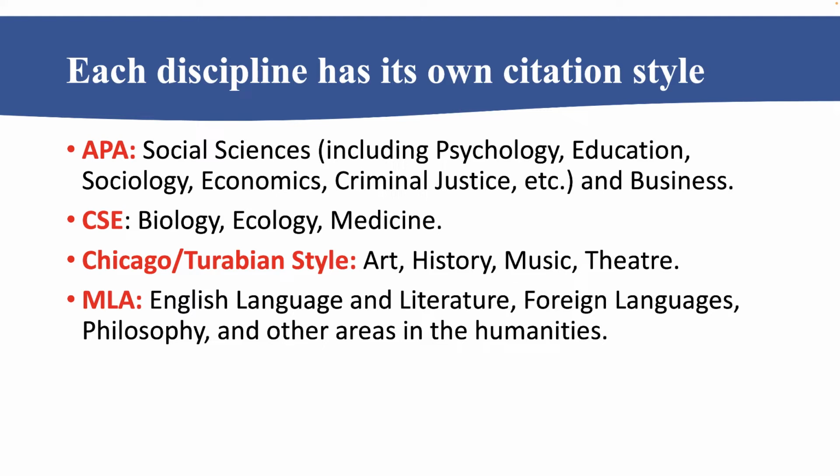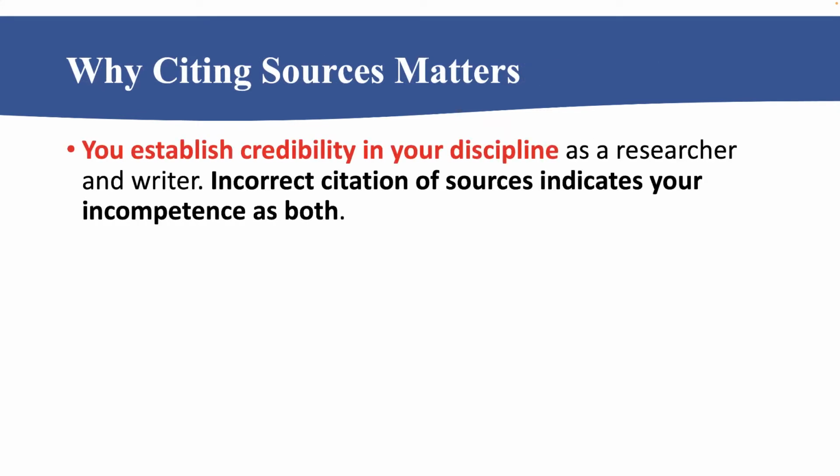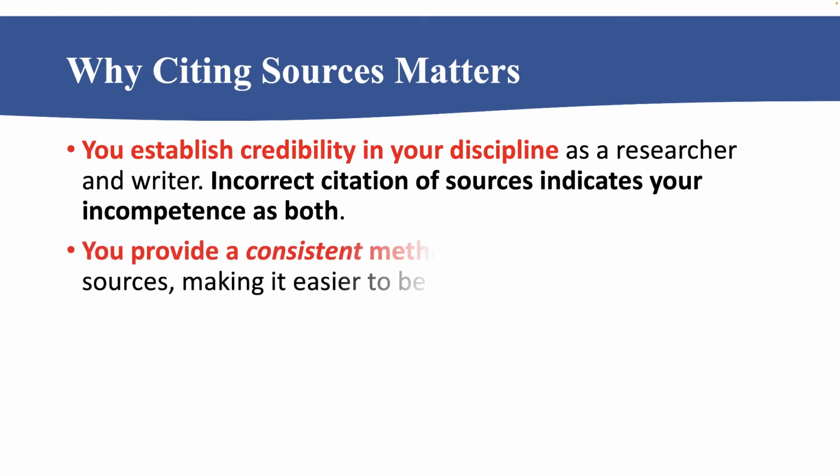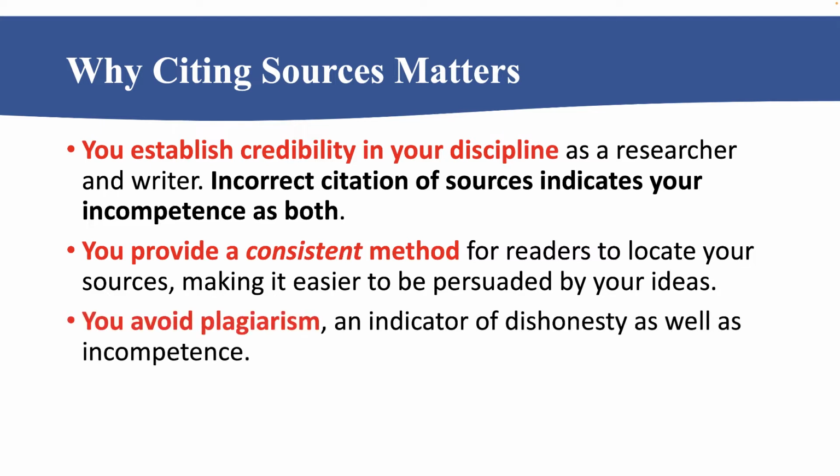Knowing how to use a citation style is essential, first and foremost for establishing your credibility as a researcher and a writer. Incorrect citation of sources indicates your incompetence as both within your discipline. You also provide a consistent method when you cite correctly for your readers so that they can locate your sources, making it easier to be persuaded by your ideas. And lastly, you avoid plagiarism when you know how to cite correctly. Plagiarism is an indicator of dishonesty as well as incompetence.